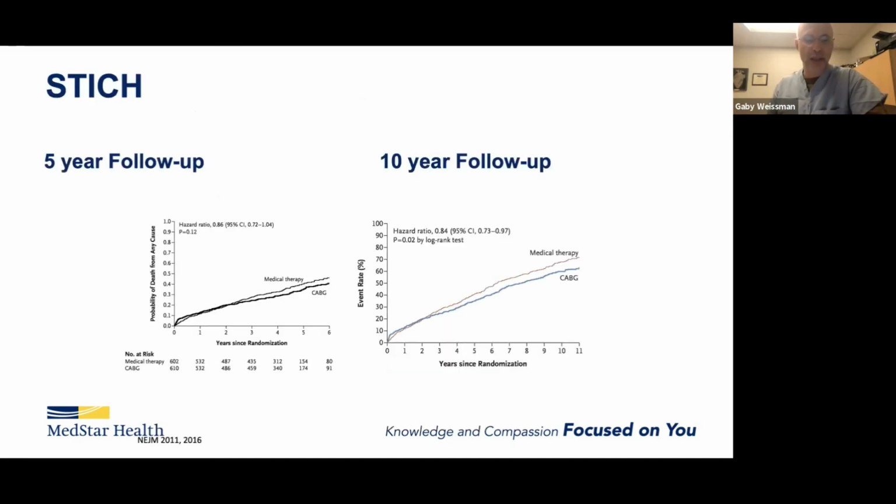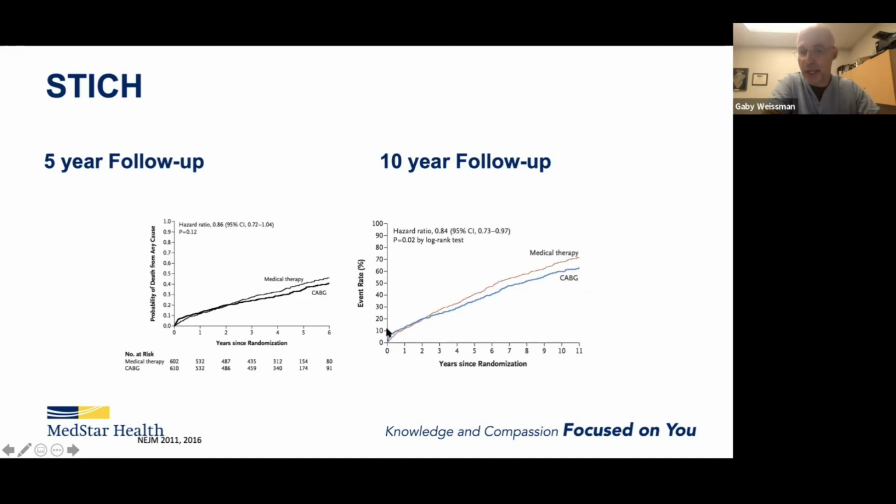The other trial that people always mention is the STICH trial. It's a large international trial, predominantly out of the United States. What it looked at was medical therapy versus CABG for multi-vessel disease with a low EF. And what you can see is that at 10-year follow-up, there's a benefit to bypass surgery over medical therapy.